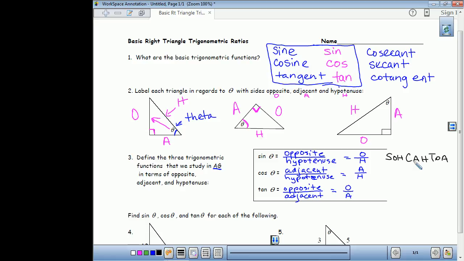Okay, so that's how it helps us. Sine is opposite over hypotenuse. Cosine is adjacent over hypotenuse. And tangent is opposite over adjacent. So it helps us to remember what these ratios are. SOHCAHTOA. There's no real Indian chief. We're not evoking any spirits. We're just hoping that this helps us remember.